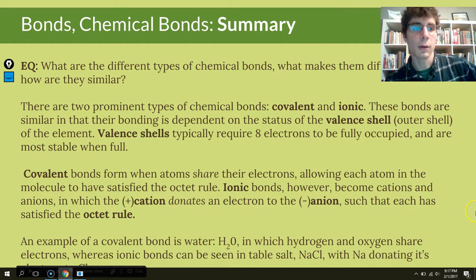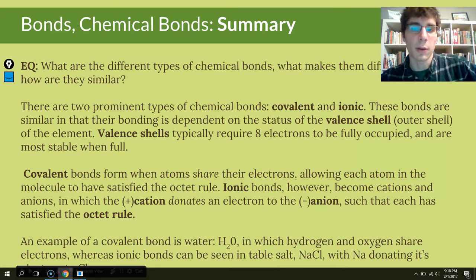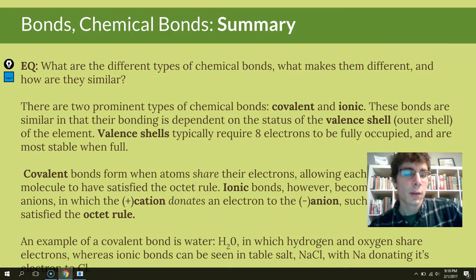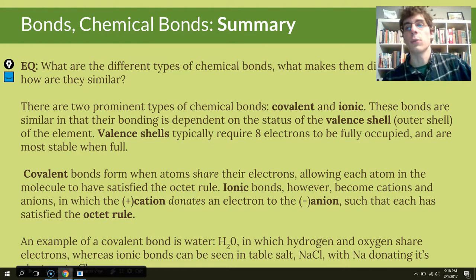Okay. Now, what I like to do at the end of every lesson is do a little summary of everything we learned. So let's look at the essential question that we started with. What are the different types of chemical bonds? What makes them different, and how are they similar? I think a good place for you to stop would be right now and just think in your own head, could you answer that question? But I do have a little write-up here if you want to review that you can read over.